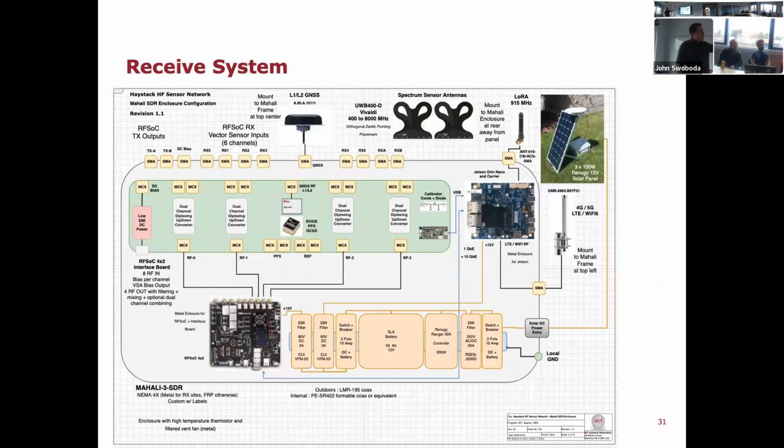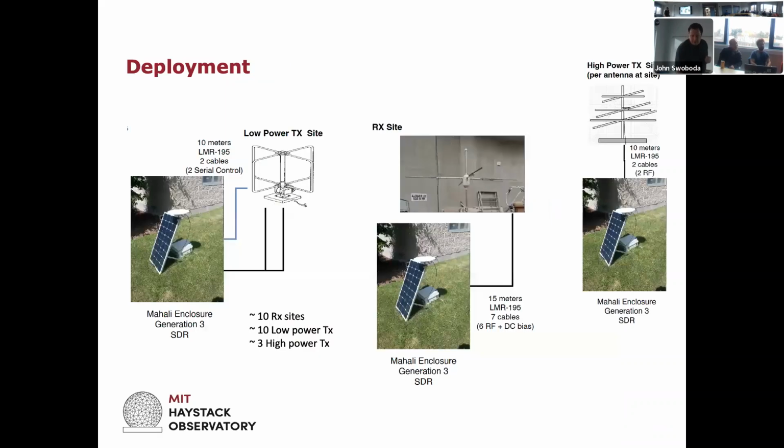But this is the receive system. The receive system is by far more complicated. The 2 transmit systems are a bit simpler. We are going to have about 10 RX sites, 10 low power transmitters.